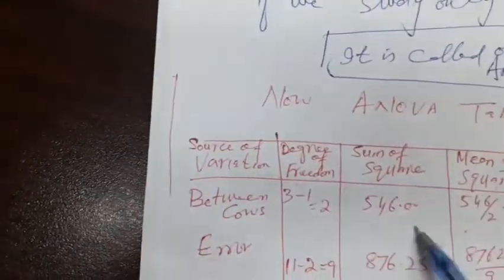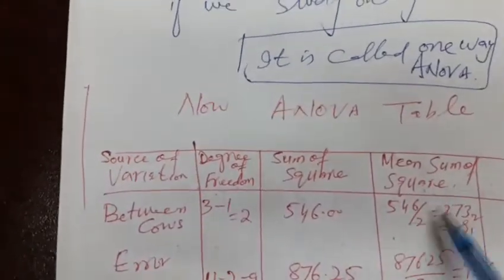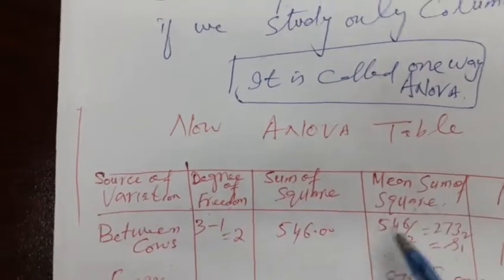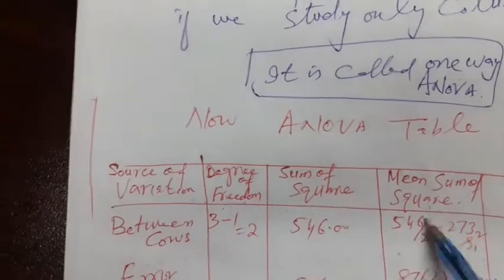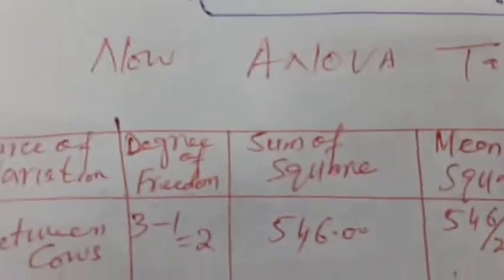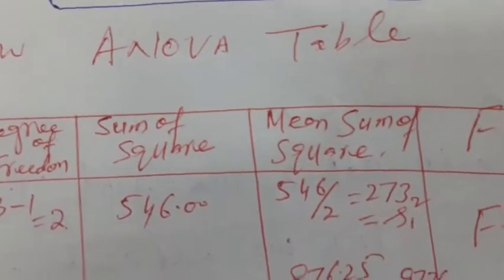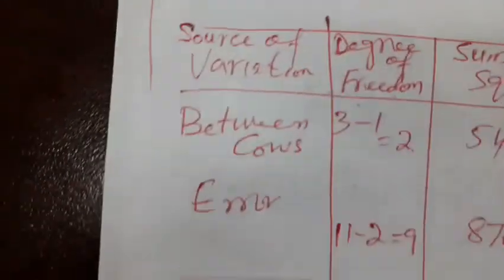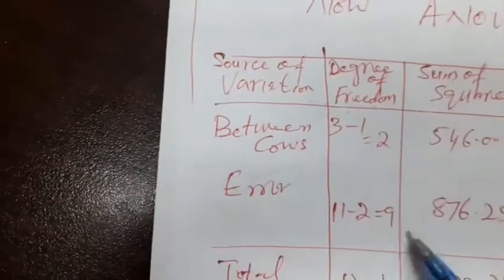Here is the answer. Here is the mean sum of square. Mean sum of square is when we divide the sum of square by the degree of freedom. We get S square, S1 square.